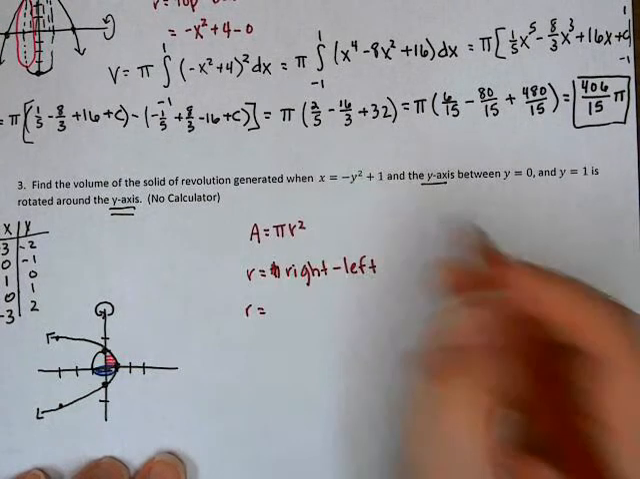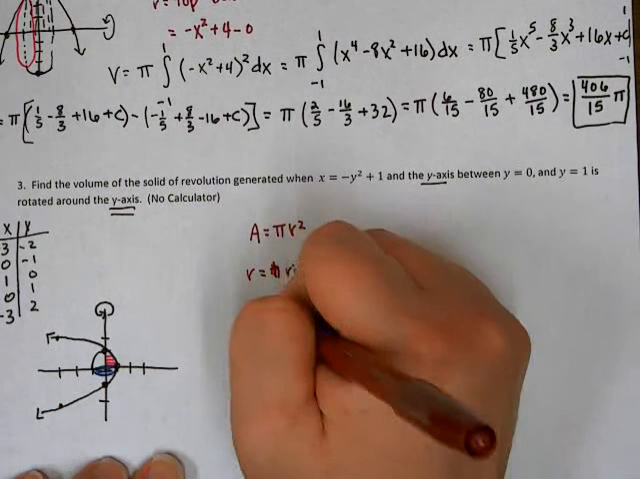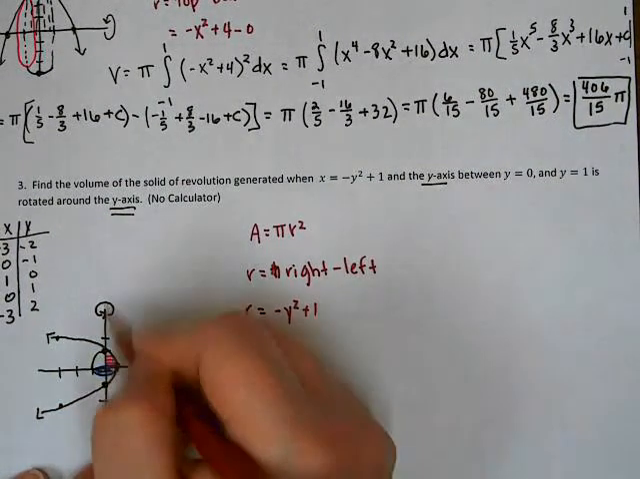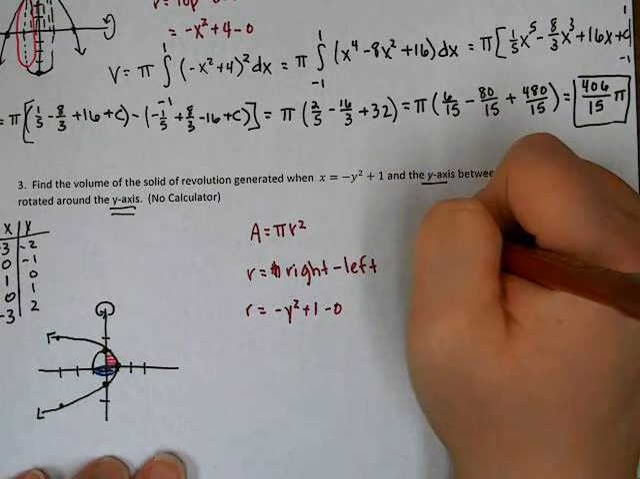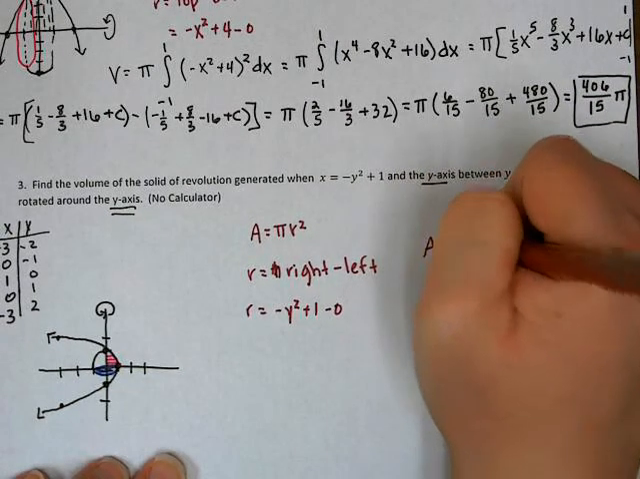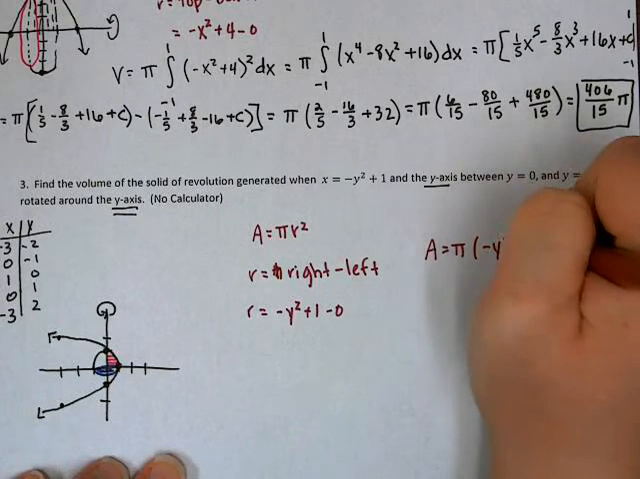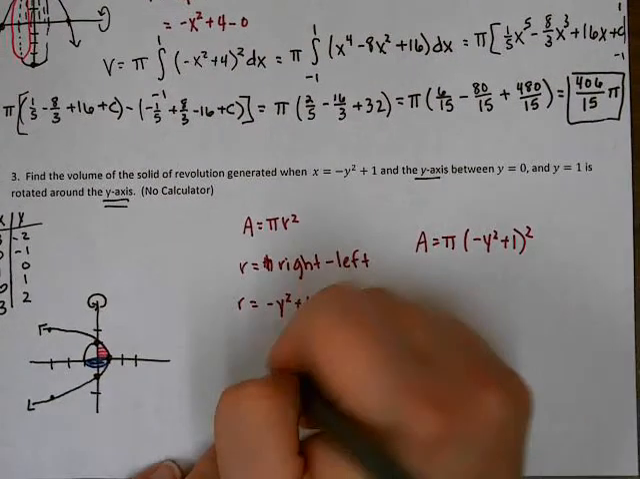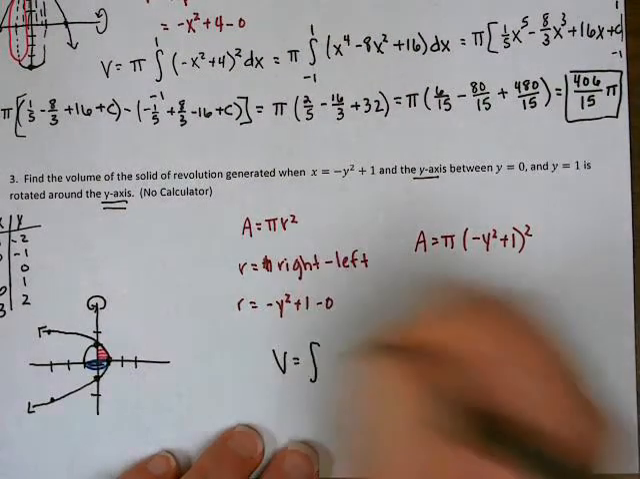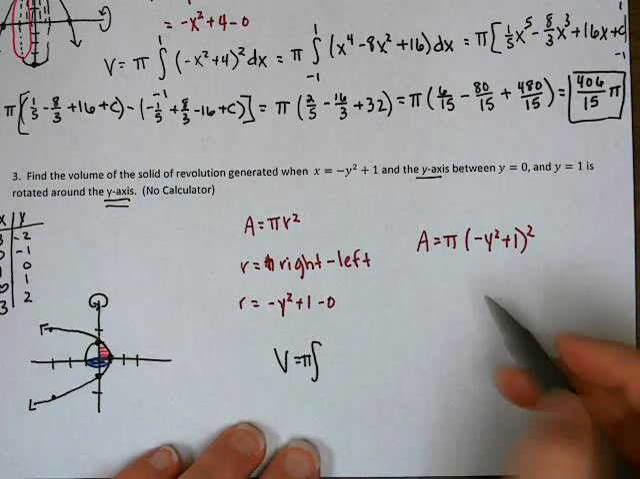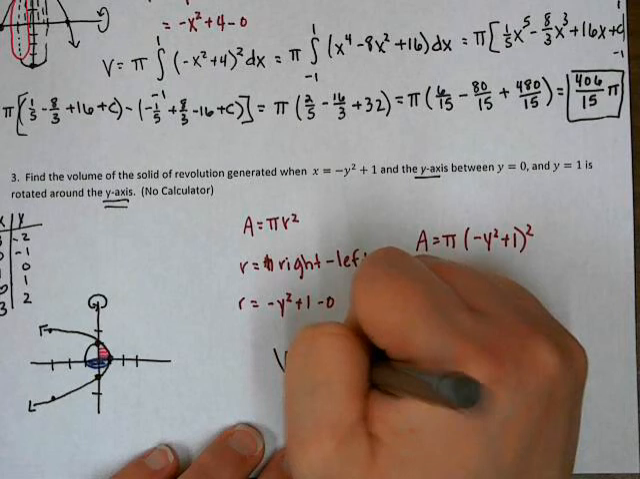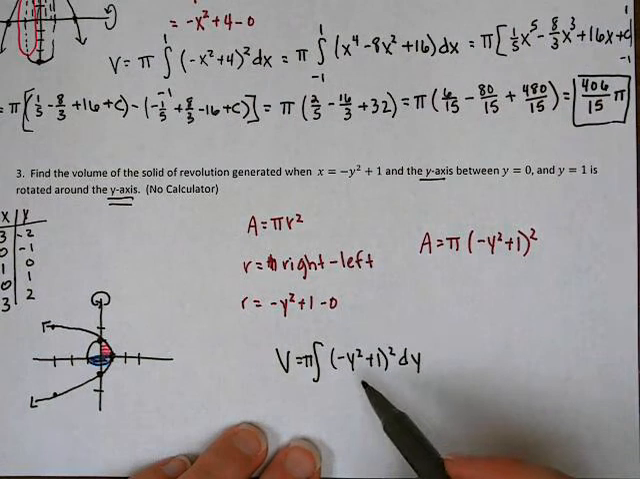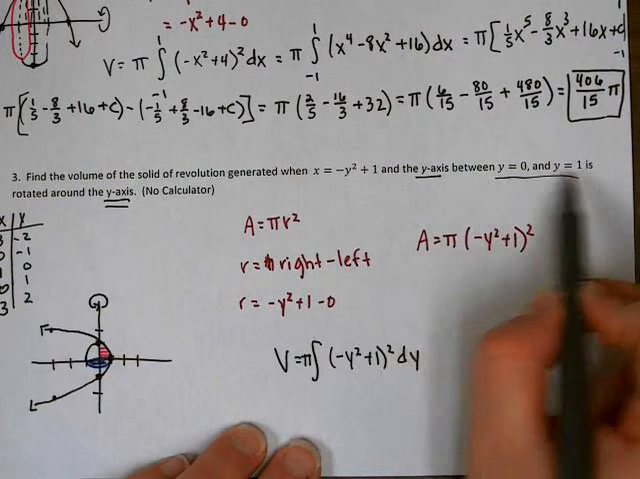So our radius is, the right side is this function here, negative y squared plus 1, and the left function is the y-axis, so 0. Which means that our area is pi times negative y squared plus 1 quantity squared. So when we look at the volume, it's the integral. Here's my pi on the outside because I can pop it out, and then negative y squared plus 1 quantity squared. Now we're doing dy because everything is with respect to y, and our interval is from 0 to 1.